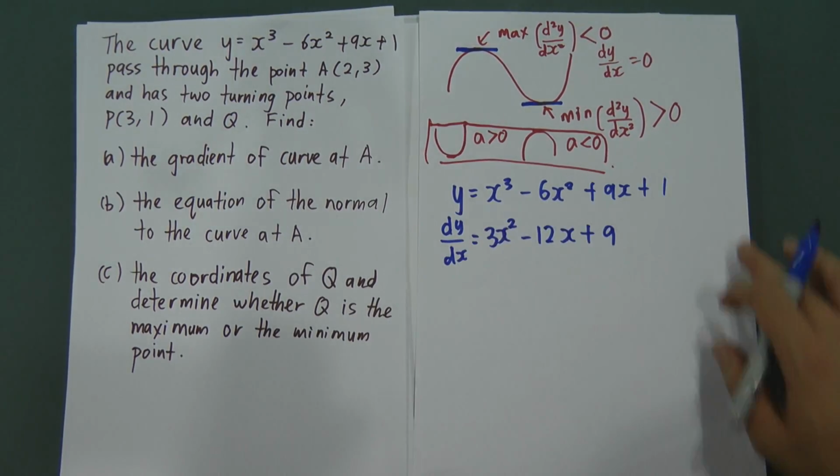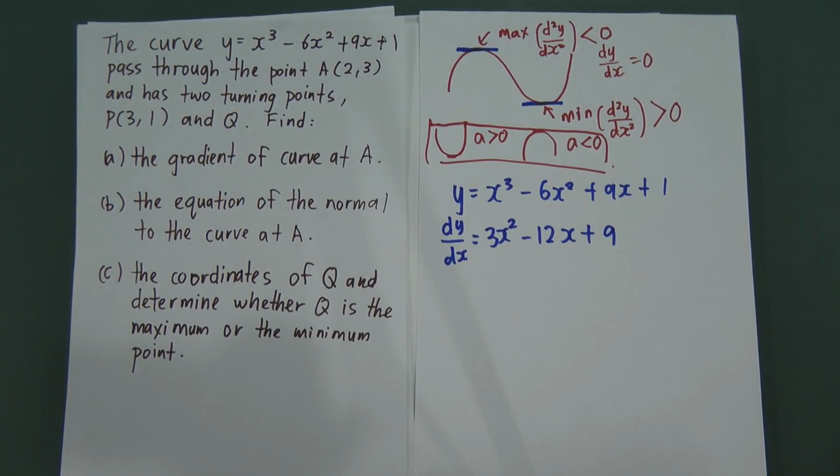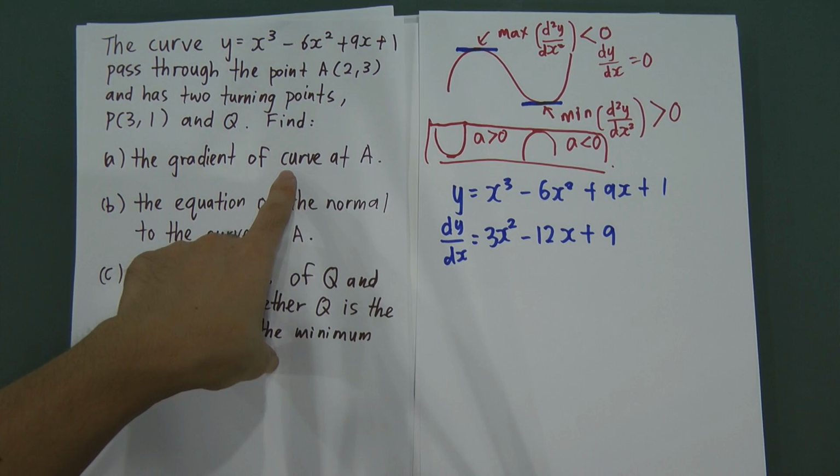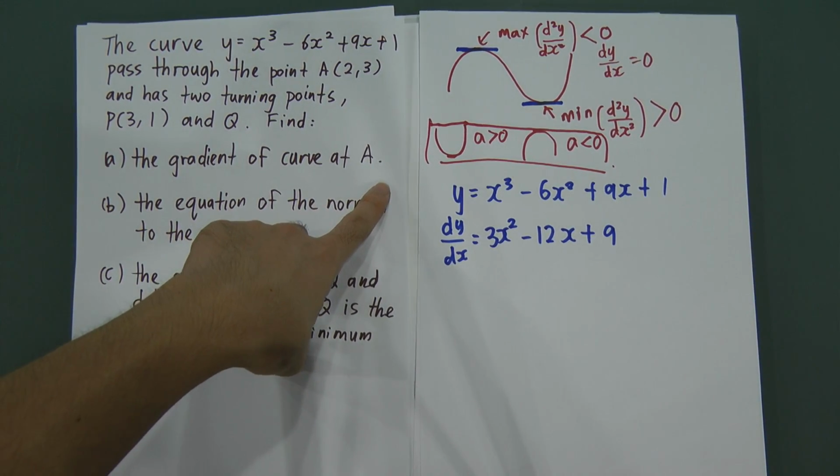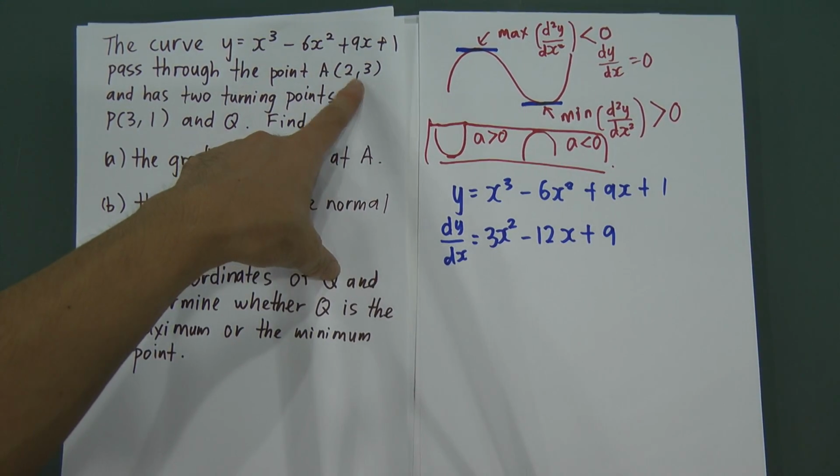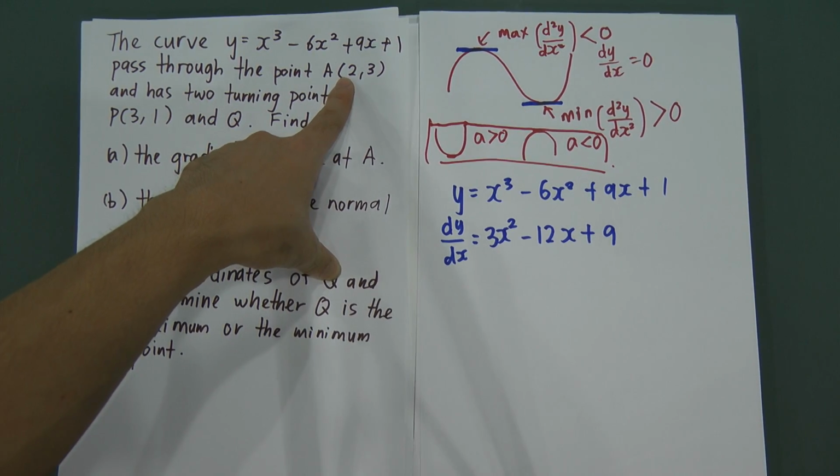After you differentiate this, it says the gradient of the curve at A. So at A means you have to substitute the x value at A.